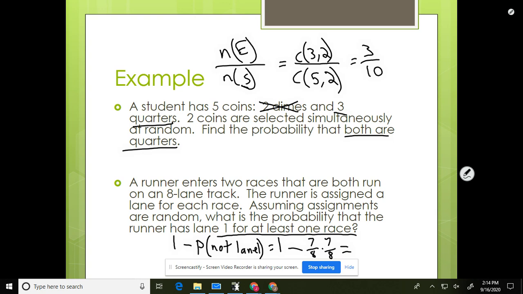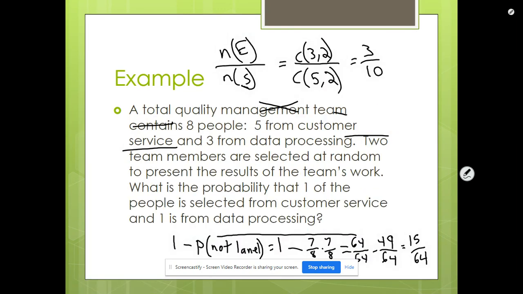Okay, and then it's just remembering adding, subtracting fractions. So 7/8 times 7/8 is going to be 49 over 64. So 1 minus that, so 64 over 64 minus 49 over 64, so 15 out of 64. It's a chance of them being in lane one at least one race. Okay. Take a look at some more here.